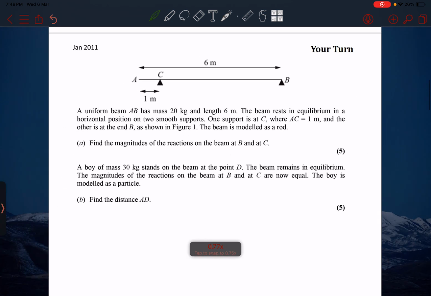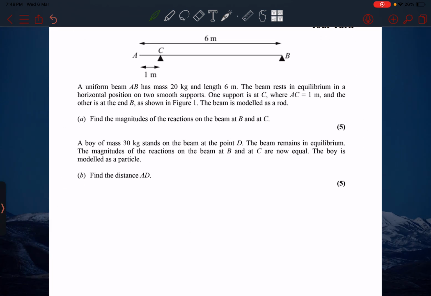Again, we have a uniform beam. So the moment I hear the word uniform, the rod or the beam that I'm going to draw would have all of its mass at the center. So what is its mass? Its mass is 20, so I'm going to times that with g. So you have a force of 20 g's going downwards.